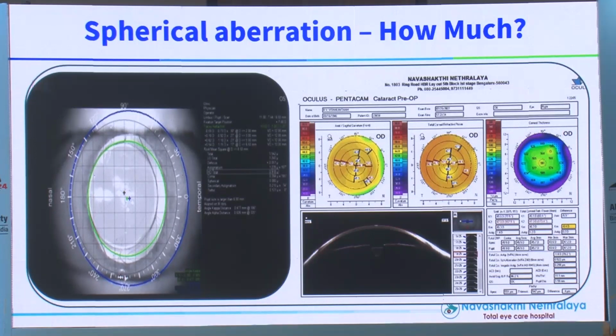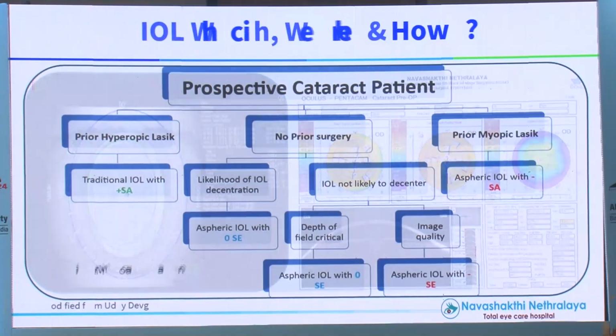The best machine to calculate this, of course, is the Ray Tracing. I do not have it. If you do not have a Pentacam, please talk to a friend. You can send the patient there, get it done, and come back, and then go ahead with it.